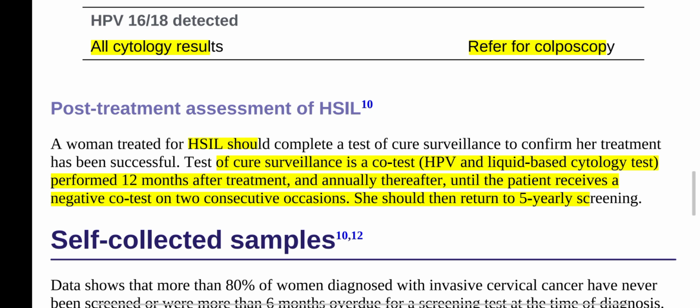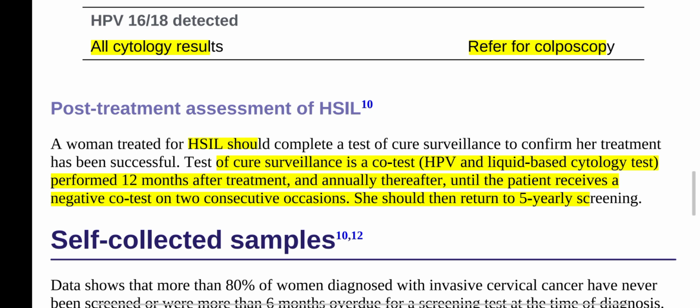So we label that test the test of cure, and in those patients a co-test is required, HPV and liquid-based cytology both, performed 12 months after treatment. So 12 months after treatment and annually thereafter. We have to perform it after 1 year, and then every year until we receive a negative co-test on two consecutive occasions.